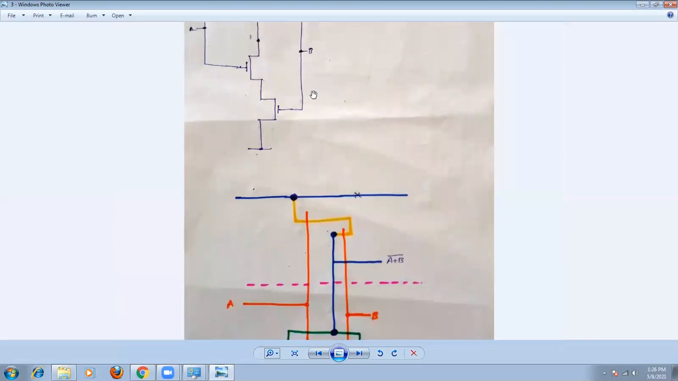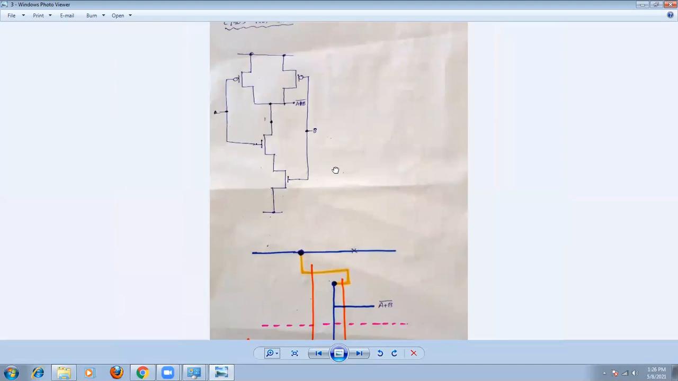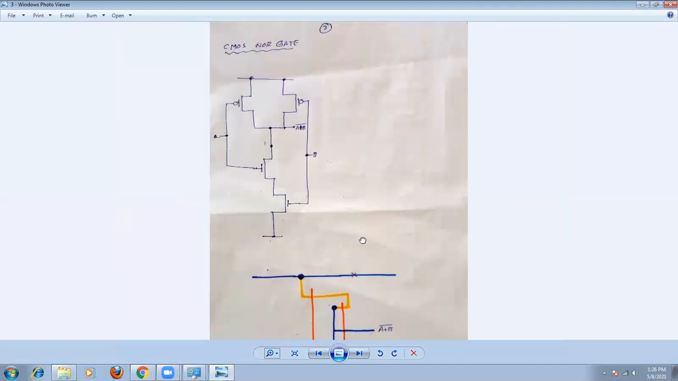So I made a mistake here. This is not a NOR gate, this is a NAND gate. This is a NAND function. The schematic is wrong here. Try a schematic with 2 in parallel combination and then series combination here. I will correct it afterwards.